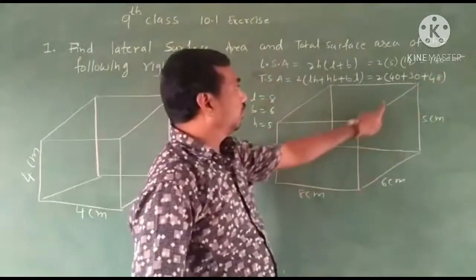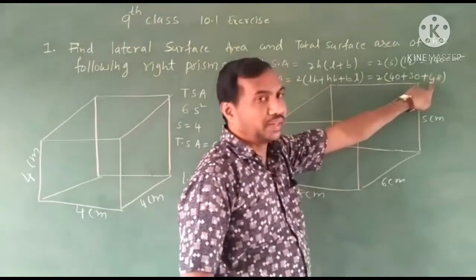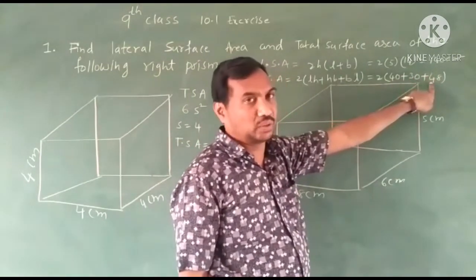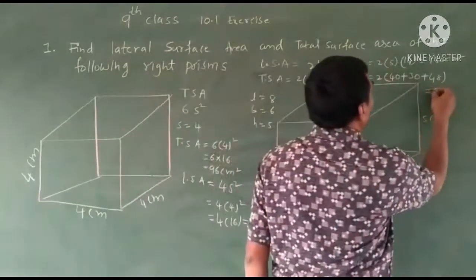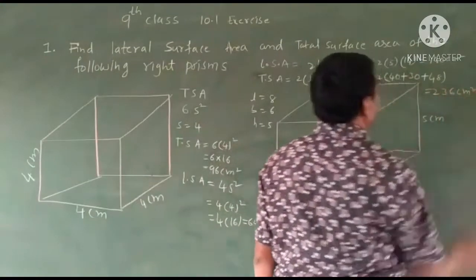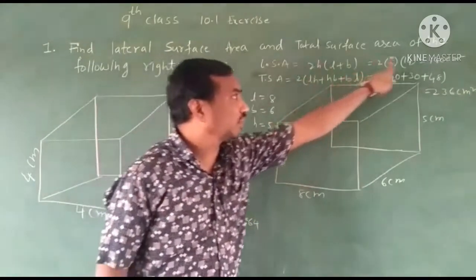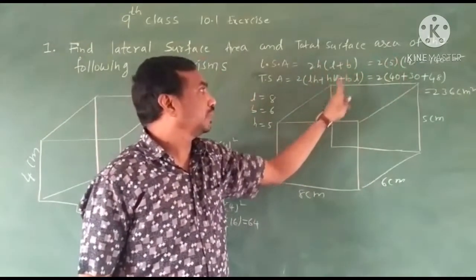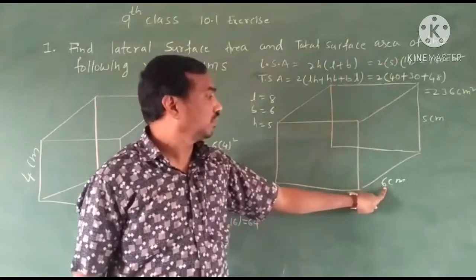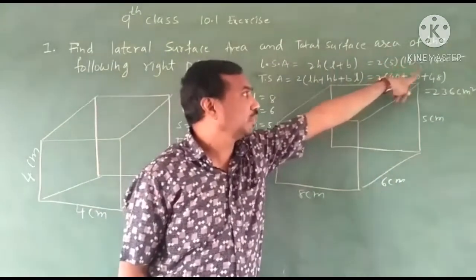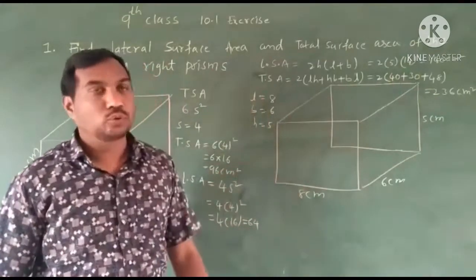Now by adding all these, 40 plus 30 is 70. 70 plus 48 is 118. So 118 into 2 is 236 centimeters square. So this is the total surface area of the cuboid, and the lateral surface area of the cuboid is 2h into L plus B. 2 into h is 5, L means 8, and breadth is 6. We are getting 140 centimeters square, and the total surface area is 236 centimeters square.